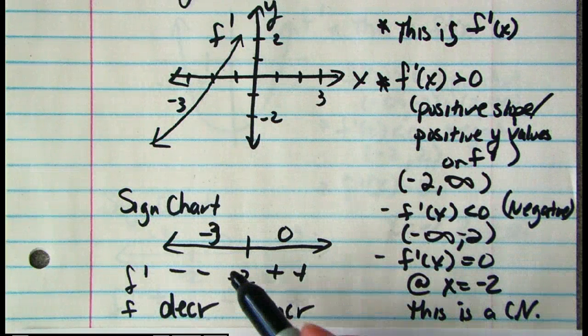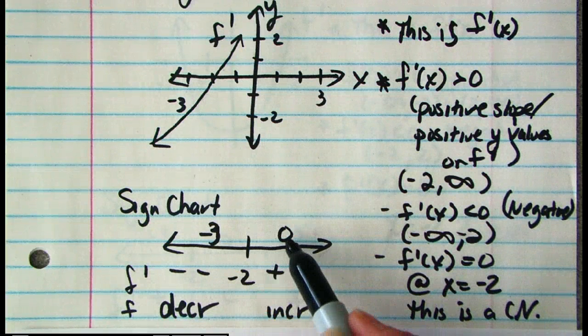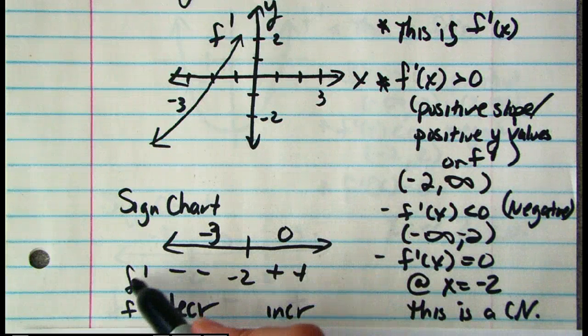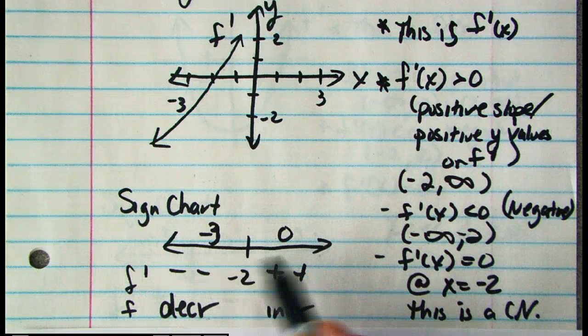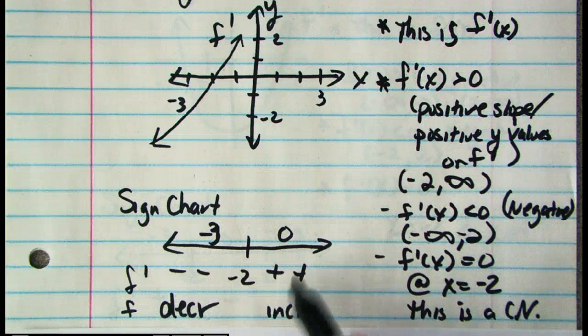And so I have two test points. To the left of negative 2 is negative 3. To the right of negative 2, I chose 0, an easy value. And then I wanted to know what's happening with f prime on either side, whether it's negative or positive. And then from that, I can tell you about f, whether it's decreasing or increasing.